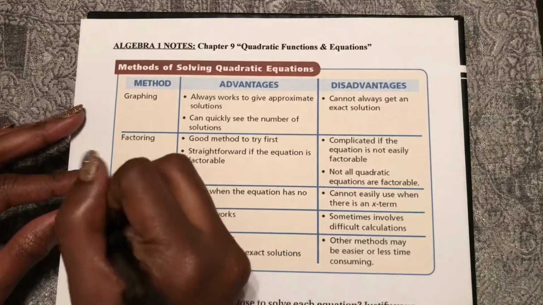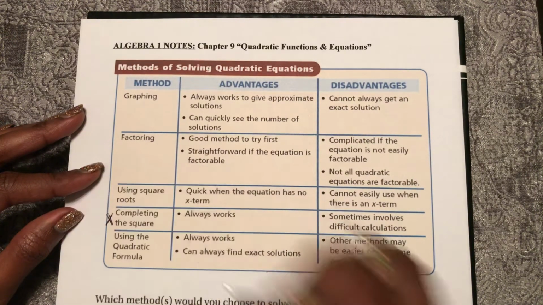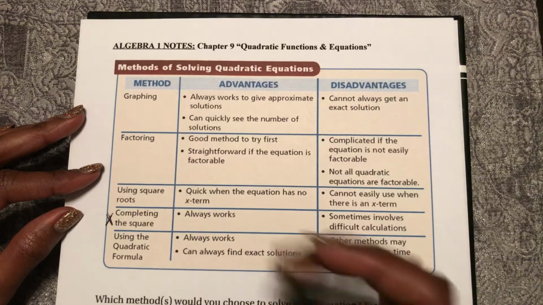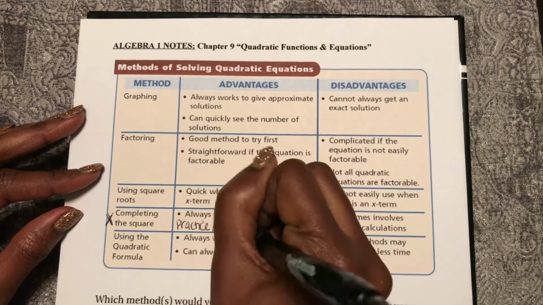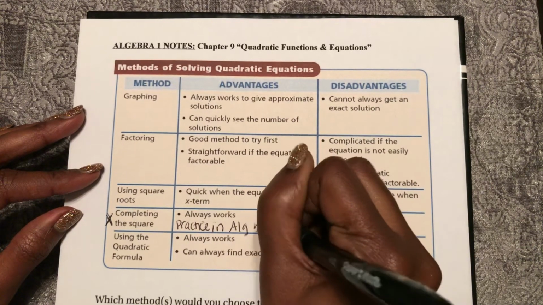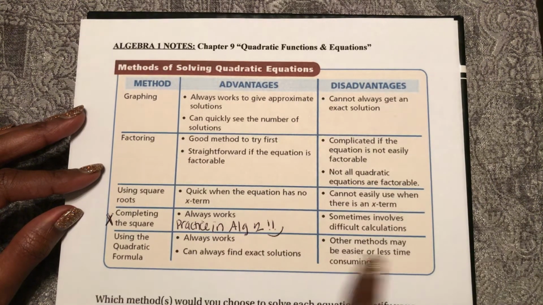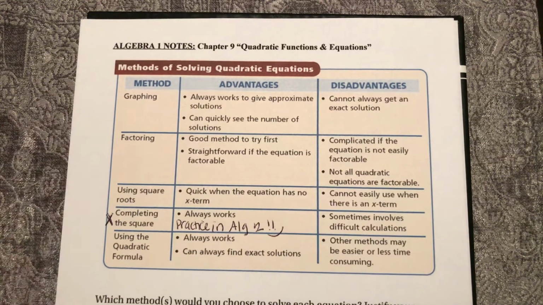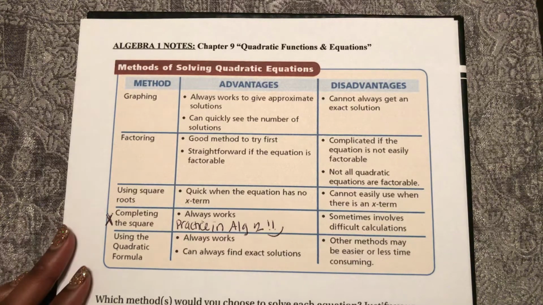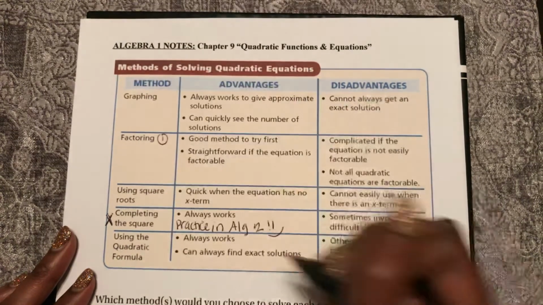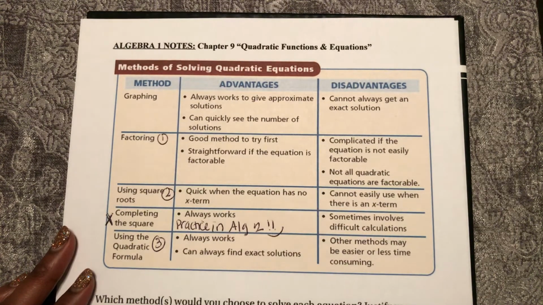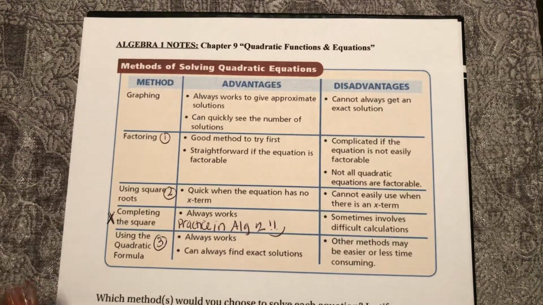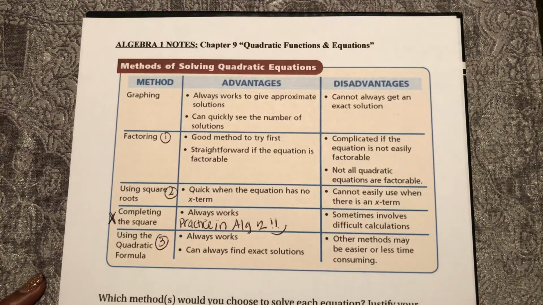Completing the square, that's the one topic we did not practice this year. It always works, but you will practice this method in Algebra 2. And the quadratic formula, we just practiced this unit. So when we're solving quadratic equations, the most common ones that we will use will be factoring, square roots, and the quadratic formula. Graphing will usually be something specific that I ask you to do.